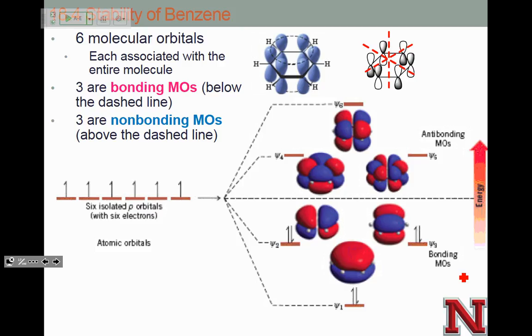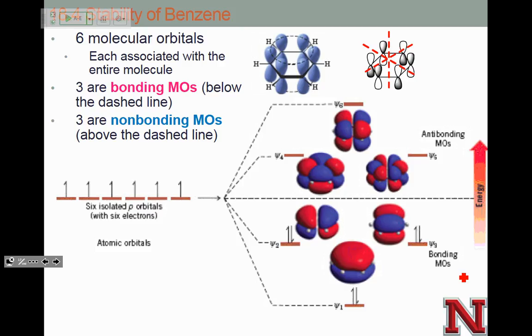Non-bonding would be equal amount of bad and good interactions. But that's not what we see here. Here we have no bad interactions. These have some bad interactions, but more good, so that's why they're a little bit higher. These have more bad than good, and these have completely bad. There's no sharing of electrons from our p orbitals in that highest level.